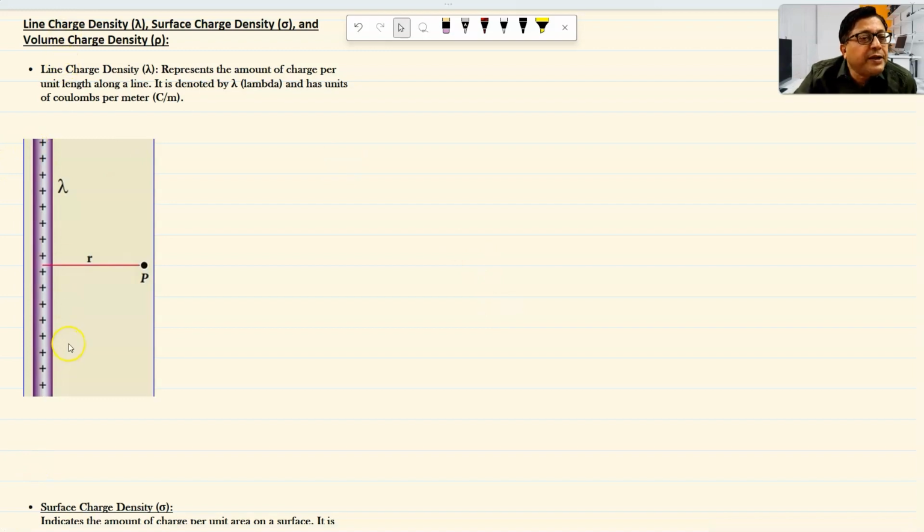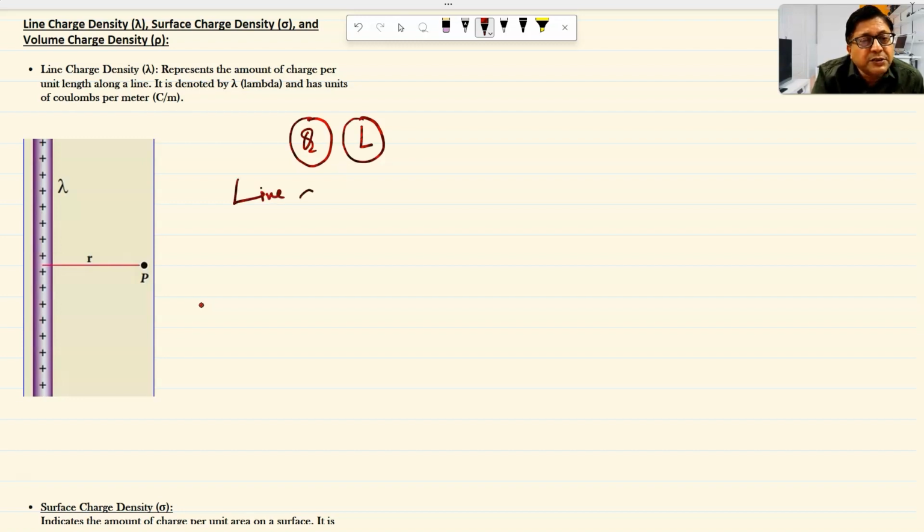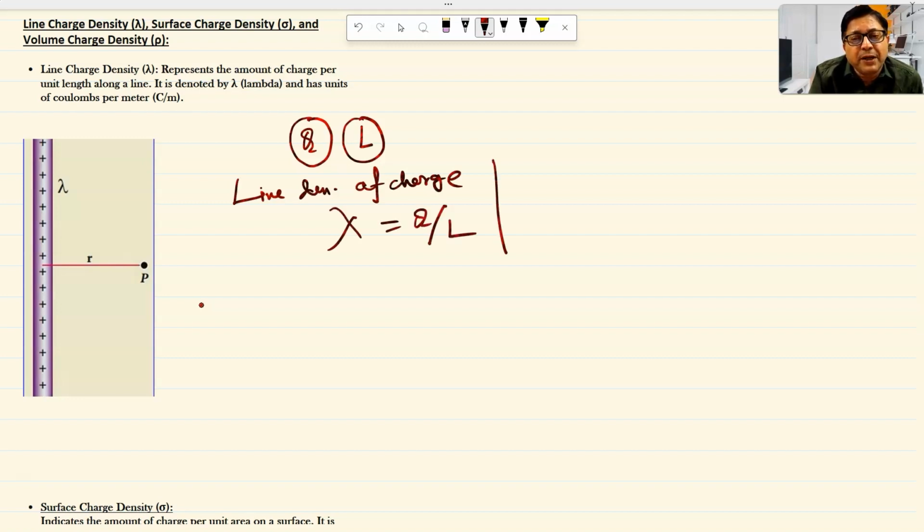Suppose this rod has finite length, you have given a charge Q to it over the length L. Then we will define its line density of charge because it is a one dimensional situation. Along the length of the rod only charge is distributed. So line density of charge will be lambda equal to Q by L. What is the unit of lambda? Unit of lambda will be coulomb per meter.